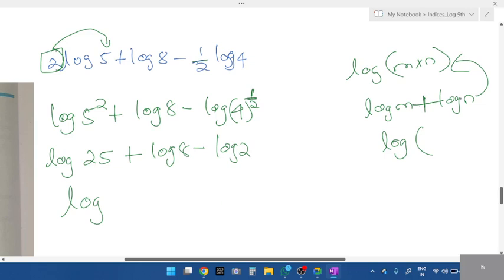M plus n is given, right? What happens to m plus n? Whenever plus is given in between, what do you do? We need to multiply. Log m minus log n.